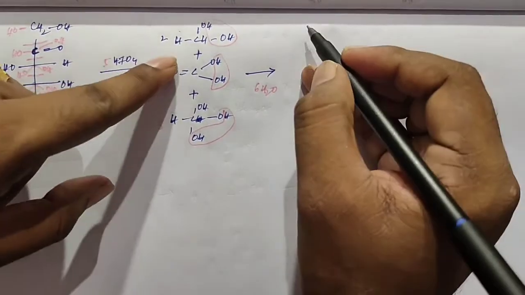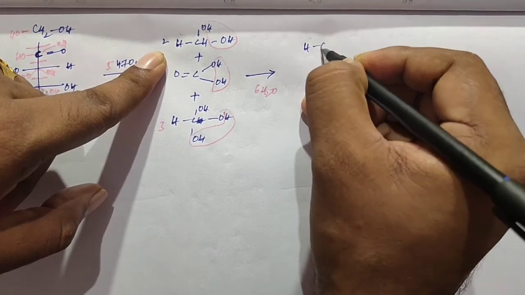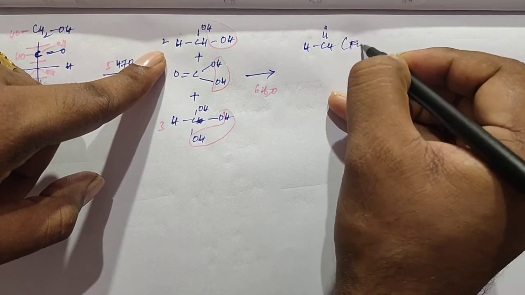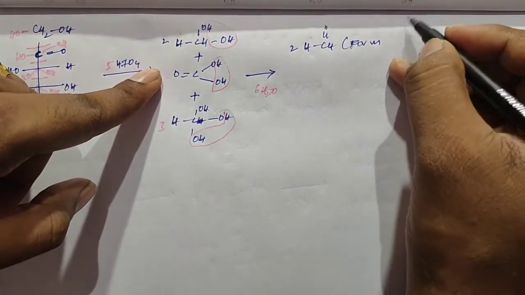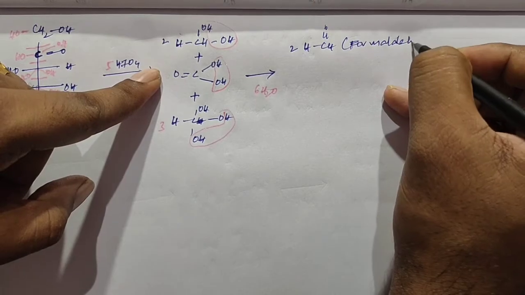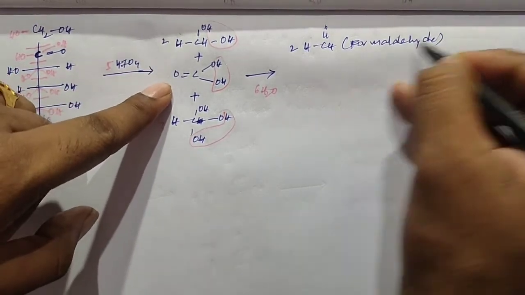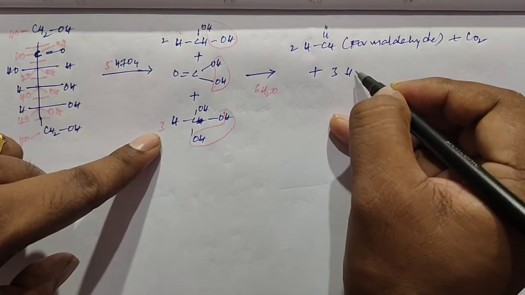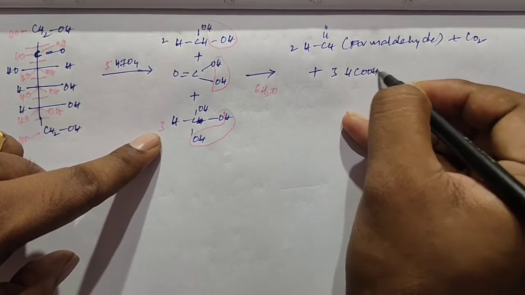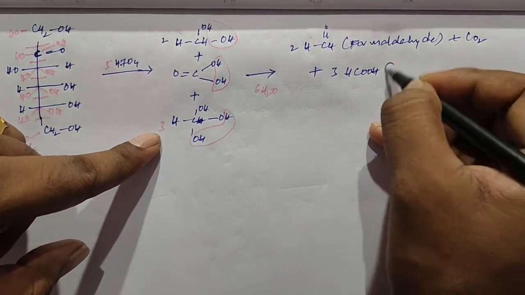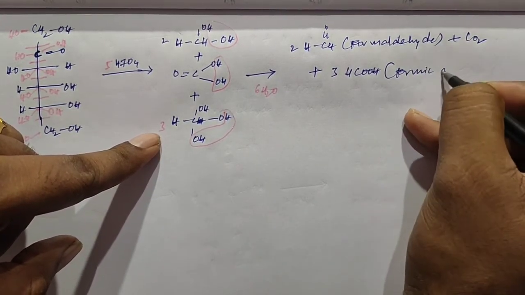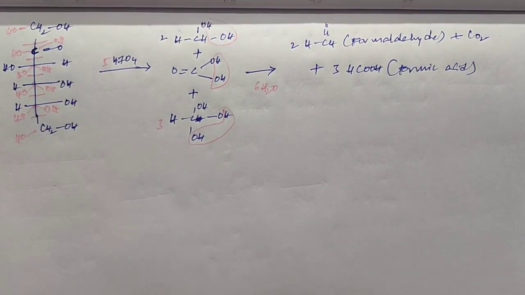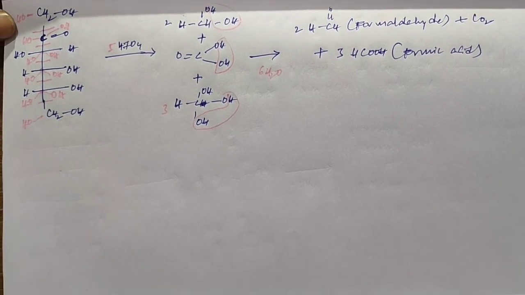So finally after losing water molecules, we get 2 moles of formaldehyde, 1 mole of carbon dioxide and 3 moles of formic acid. These are the final products in this conversion. And next example.